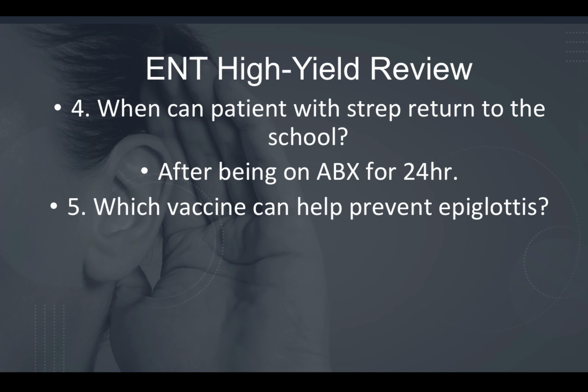Question number 5. Which vaccine can help prevent epiglottitis? So in the question stem, you're going to have a patient that is leaning forward, drooling, in distress. You figure out this is epiglottitis, and they're going to ask you which one of the following vaccines in a child's immunization will prevent this, and that would be HIB.